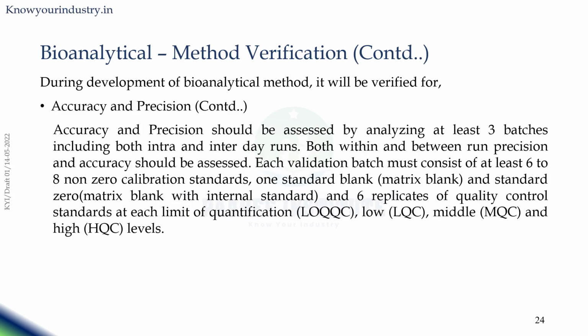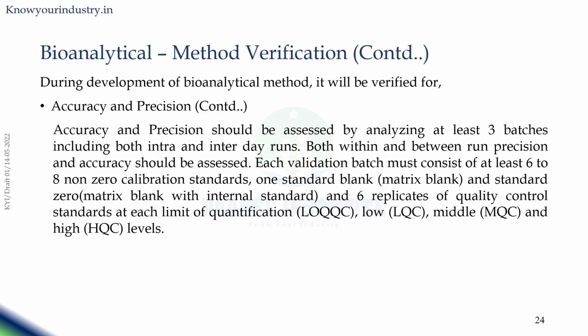The accuracy and precision should be assessed by analyzing at least 3 batches, including both intra- and inter-day runs. You can do 2 batches in one day and another batch on another day so that you can assess the variation between inter-day and intra-day. Two batches in one day means intra-day; inter-day means one batch you do on another day. So you can assess intra-batch and inter-batch variations by doing 3 batches of accuracy and precision. Both within-run and between-run precision can also be established.